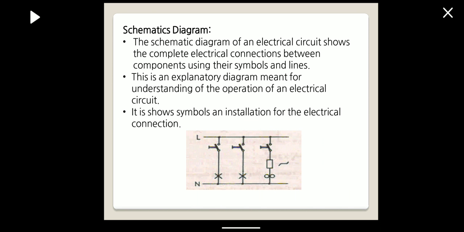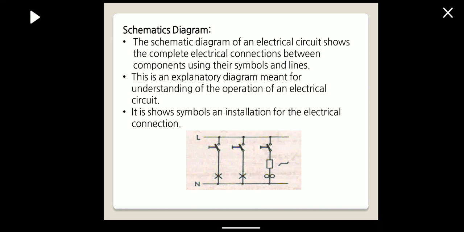Then next is the schematic diagram. The schematic diagram of an electrical circuit shows the complete electrical connection between the components using their symbols and lines. It is an explanatory diagram meant for easy understanding of the operation of the electrical circuit. It is shown by the symbols of electrical installations for the electric connection.